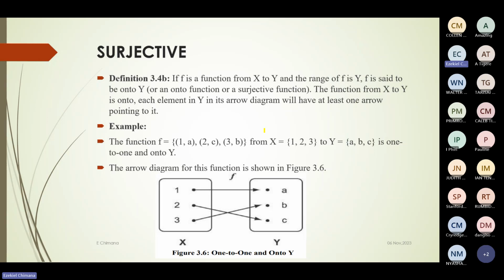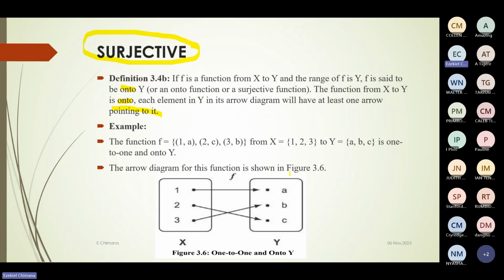Whenever you're asked about an onto function, know that you are being asked about a surjective function. By definition, if f is a function from X to Y and the range of f is Y, f is said to be onto Y, an onto function, or a surjective function. The function from X to Y is onto when each element in Y, in its arrow diagram, has at least one arrow pointing to it.